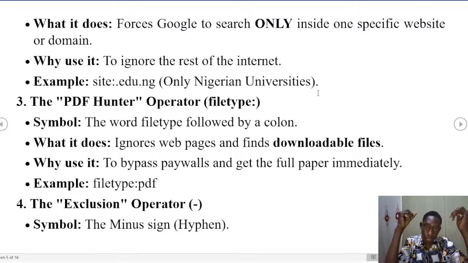And then the file type, you use this one to tell Google that you need this type of file. For example, if I type exclusive breastfeeding on Google, and I add file type at the back and put PDF, all the results Google is going to give me will be PDF files. Everything will be downloadable PDF files. So I think these three are okay.